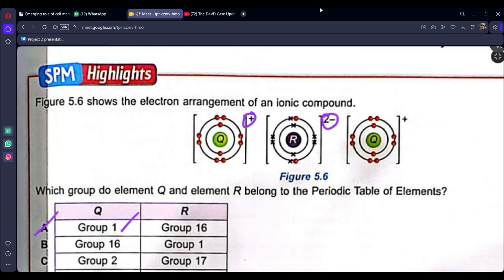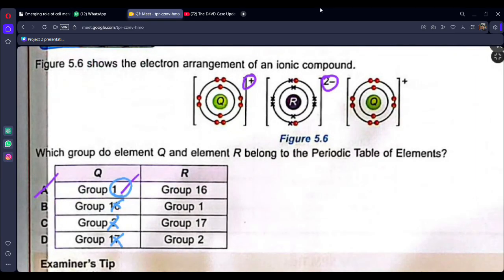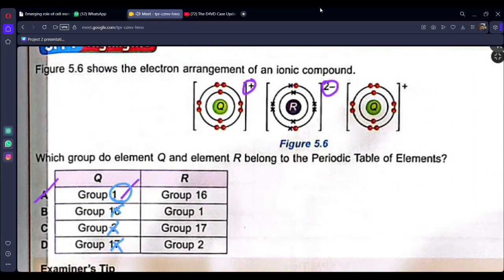Count the charges. So if here is positive 1, okay, meaning this fellow has donated before to achieve octet. So the fellow had 1 outside. Kalau dia ada 1 kat luar, that means what? It's confirmed group 1. Say Q is confirmed group 1. Nothing else is group 1. So automatically you already know your answer is here. Yeah, you can go and find R also, but you don't need to, because it's already very obvious for this question.